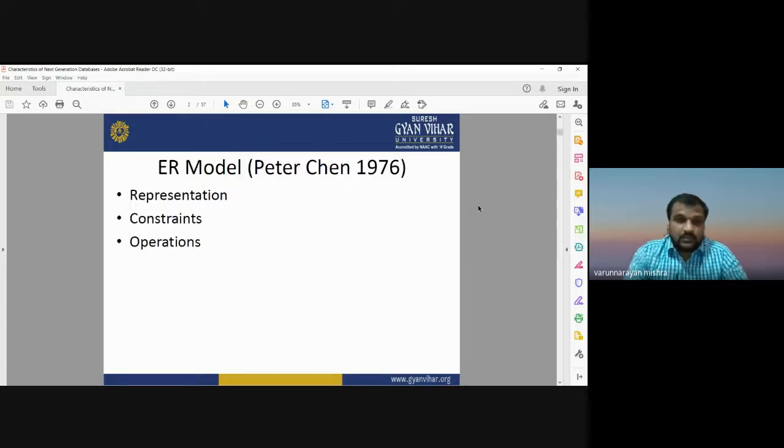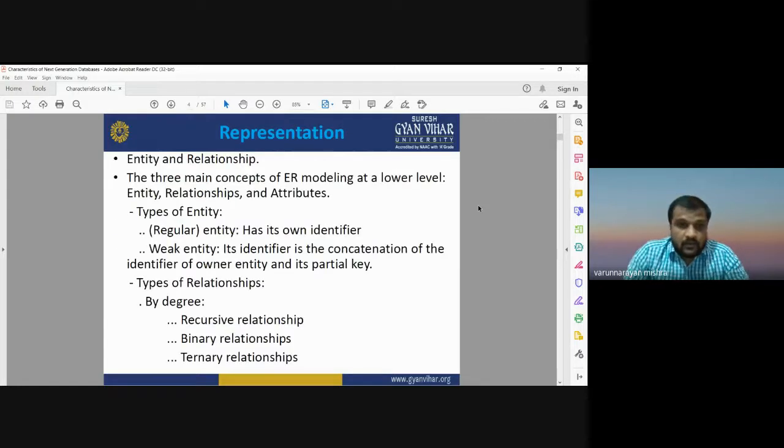This entity relationship diagram, or entity relationship model, the ER model, was invented by Peter Chen in 1978. It is used as a representation. It has representation, constraints and operations. So what is the representation in the entity relationship model?